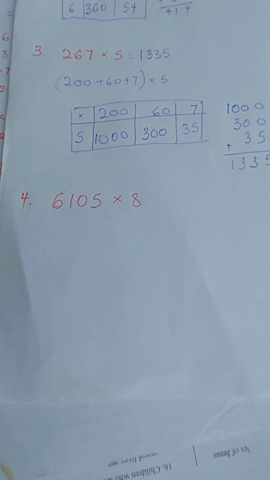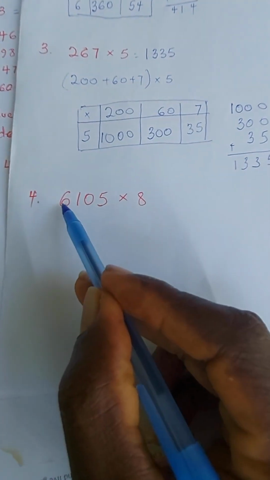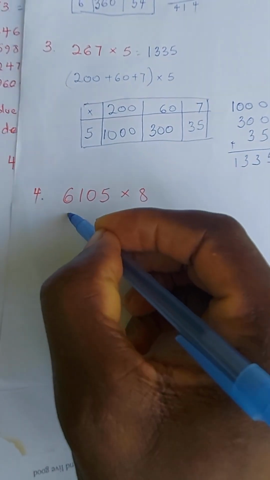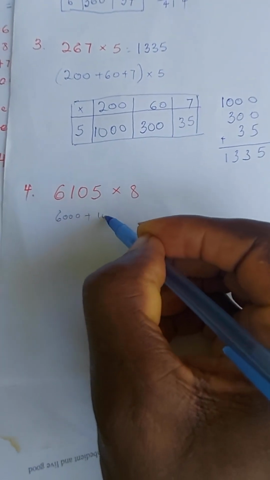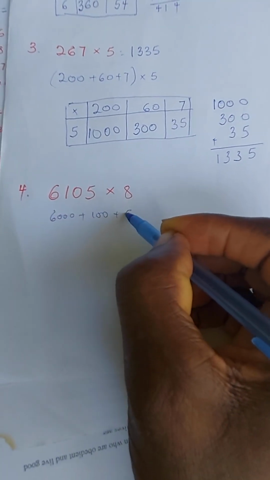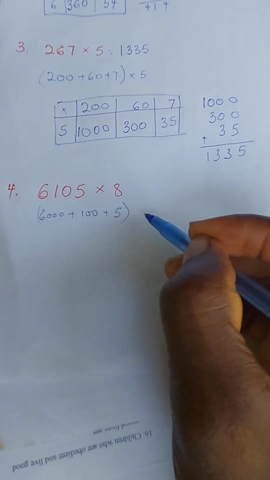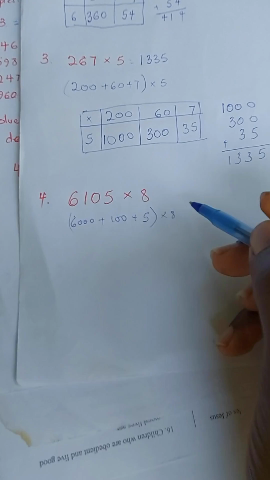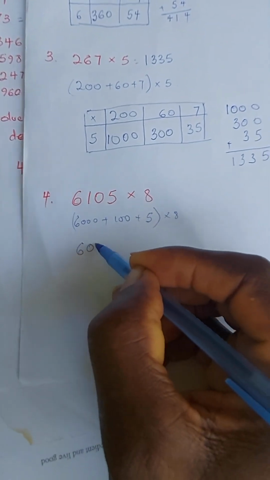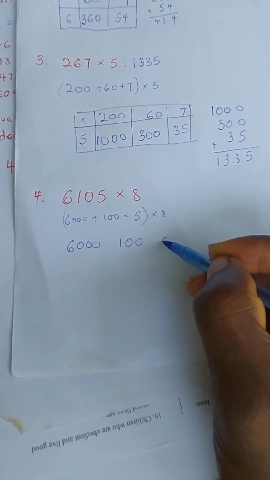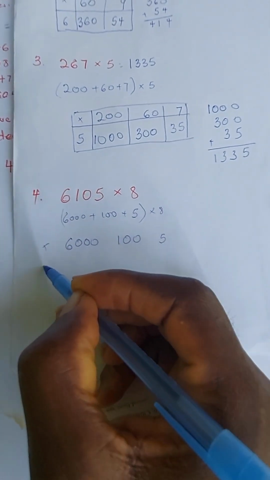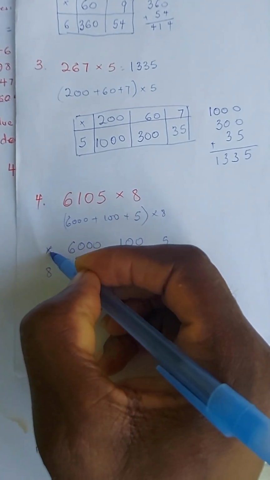So we have 6105 times 8. So we expand 6105 out to get 6000 plus 100 plus 5. All of this times 8. So 6105 being multiplied by 8.